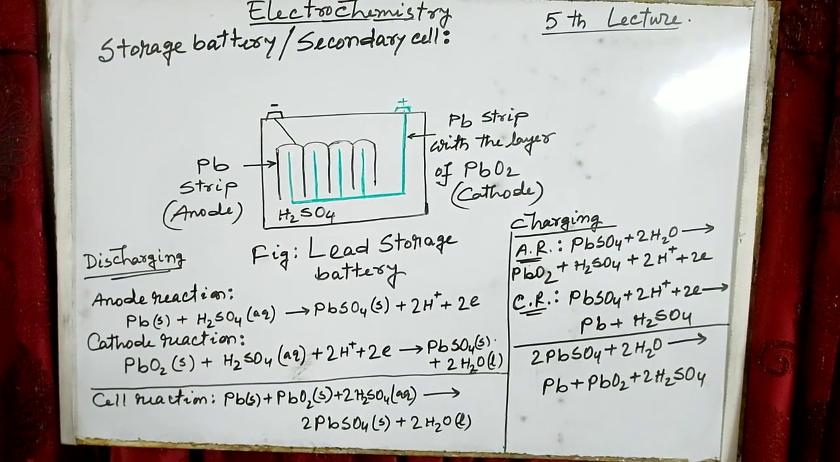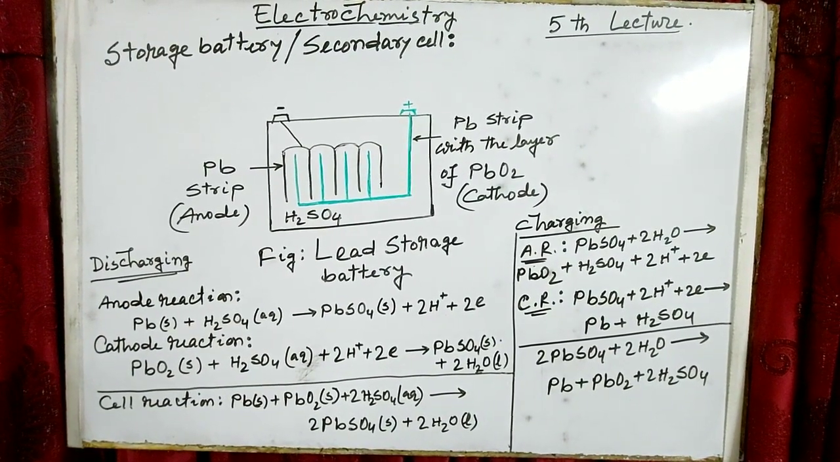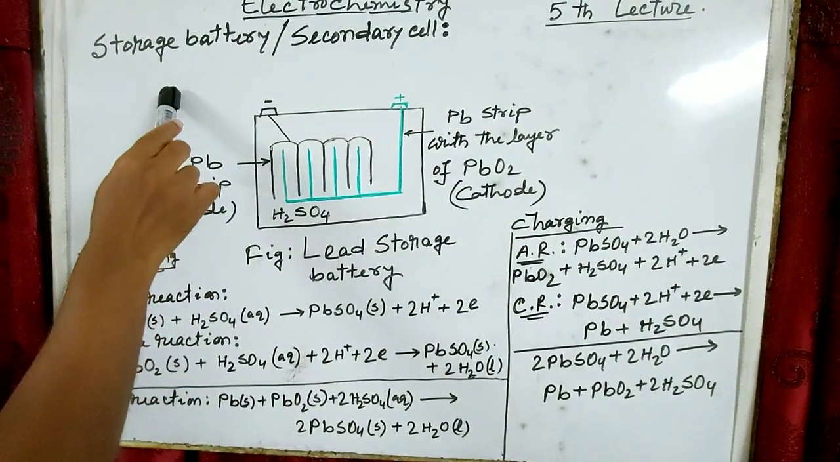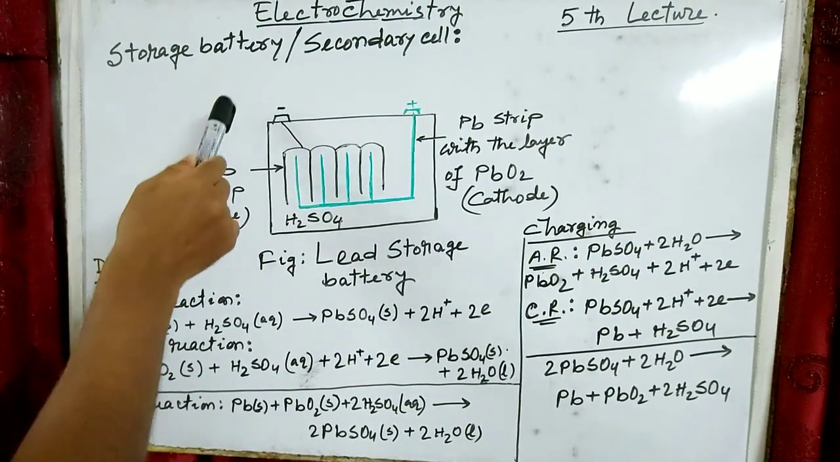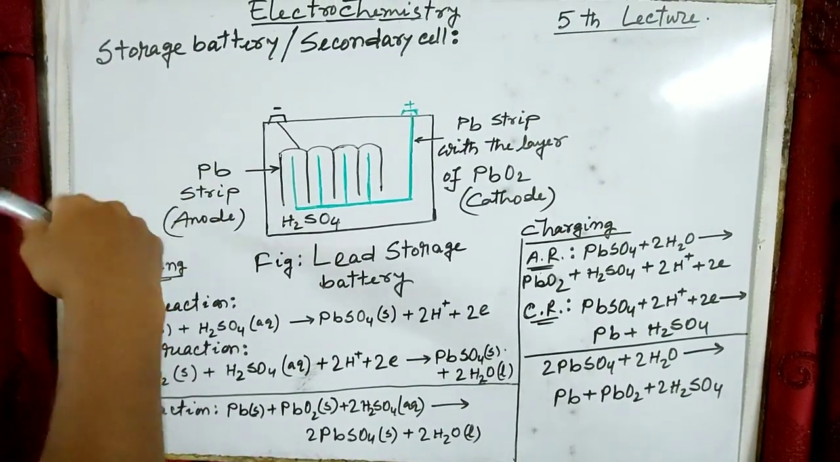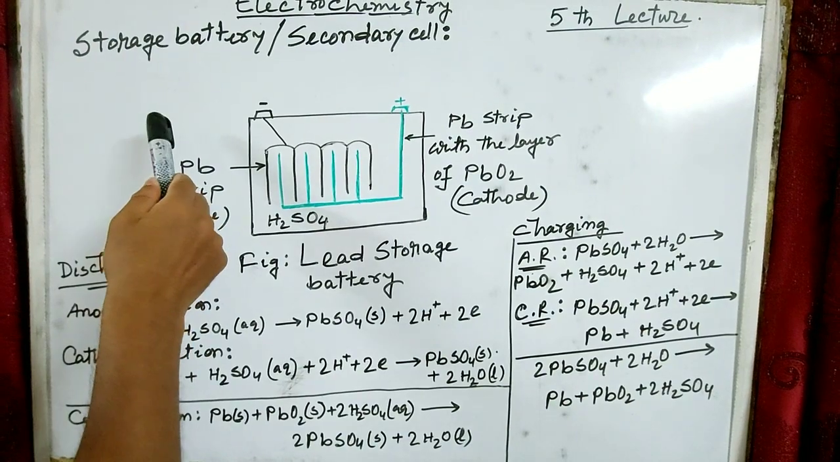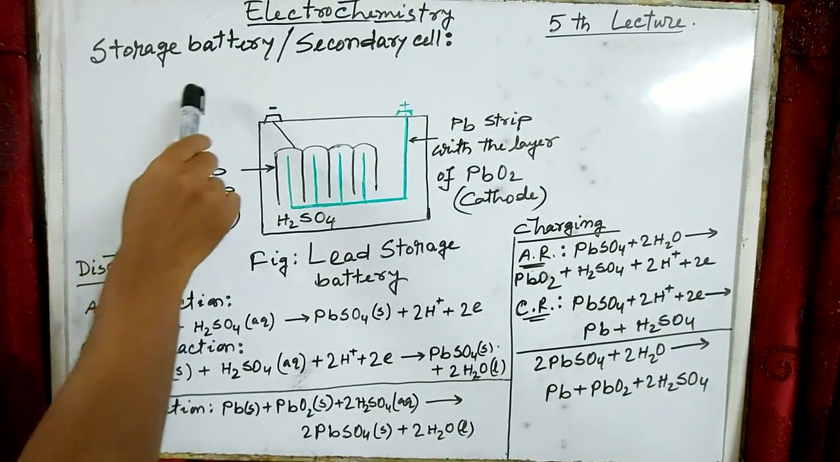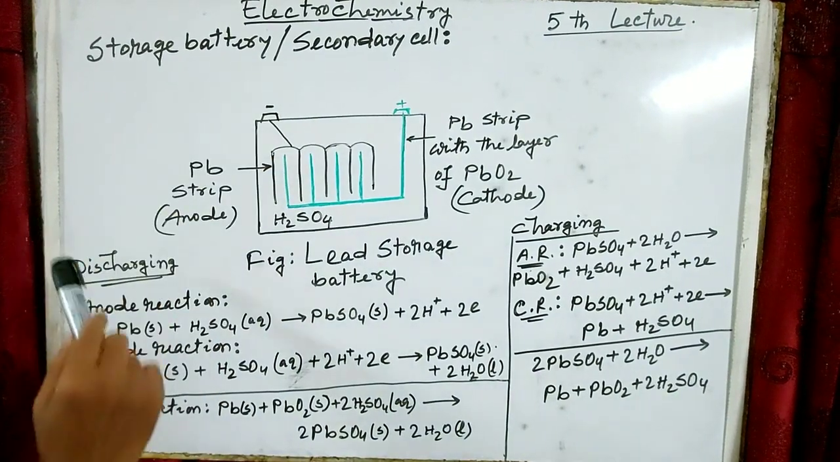If you want to memorize it shortly, the cell in which charging and discharging can both occur simultaneously is a secondary cell or storage cell.